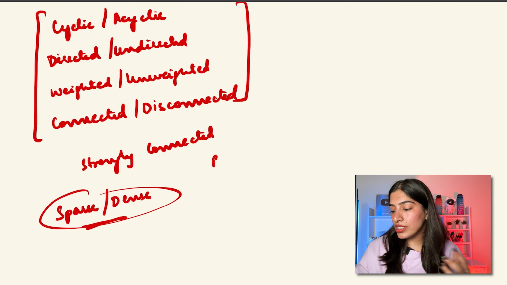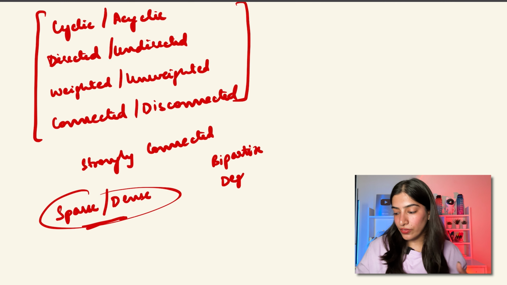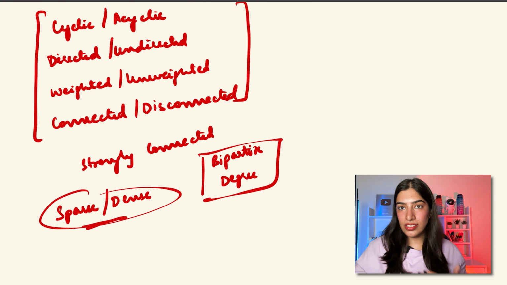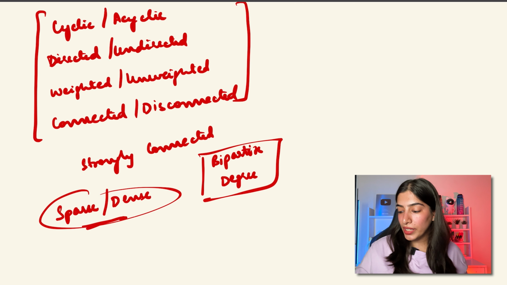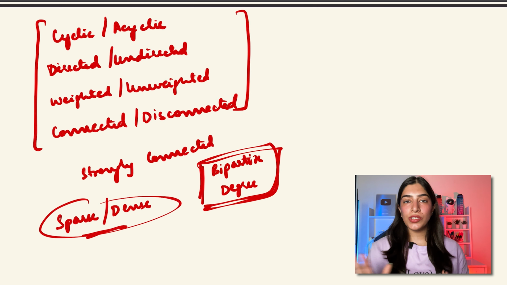Other than this, you will just hear one more term being used, which is bipartite, and the degree of nodes in the graphs. We will discuss this in coming videos in future. We are not picking it up right now. I hope these terms are very easy to understand.